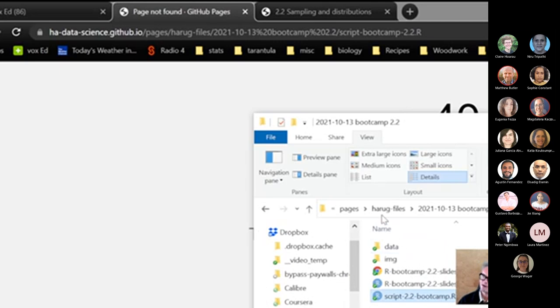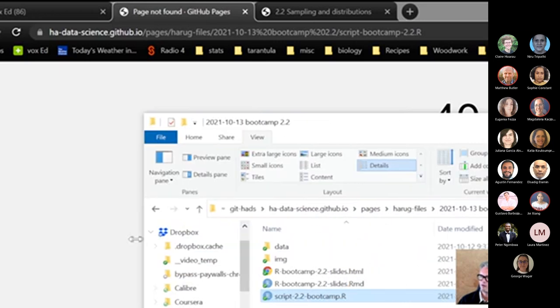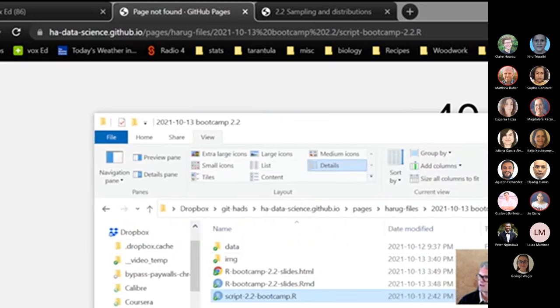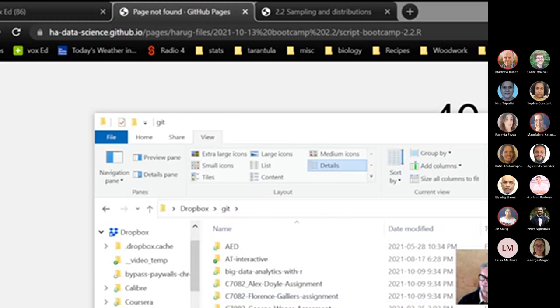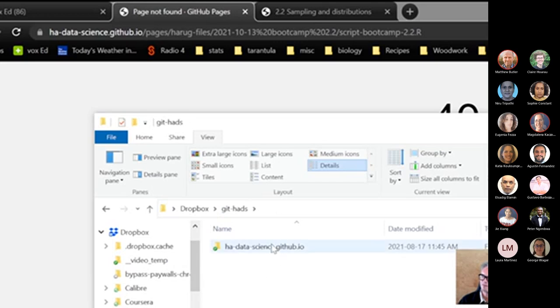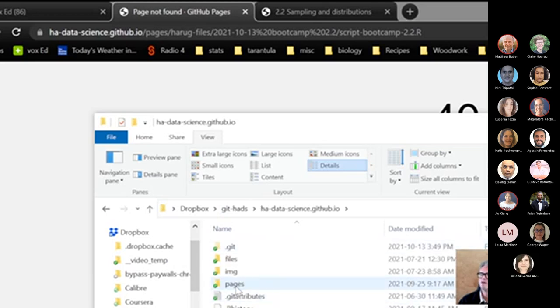I'm just going to copy the one that's in my site. If I just pull this out, I'll literally show you exactly what's happening. I have a GitHub repository that's called Git HADS, Harper Adams Data Science. Then I have another Git that is for the Data Science Garage. And actually, I do need the Git for the Data Science.